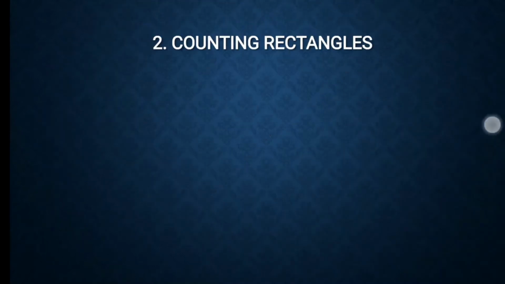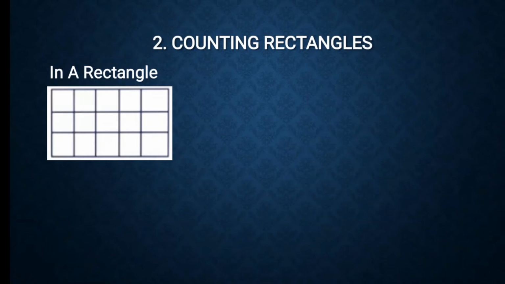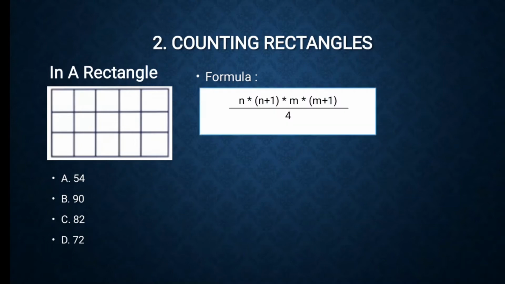Now in the next we'll count the number of rectangles in a rectangle. First thing, again I'll say take the same figure. I have options with me. Now to count the rectangles, you can use a simple formula, that is n into n plus 1 into m into m plus 1 divided by 4. What are m and n here? The number of rows and columns.